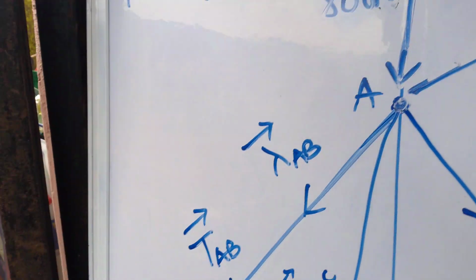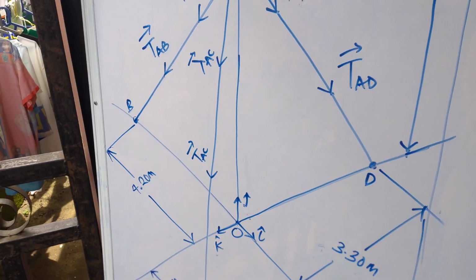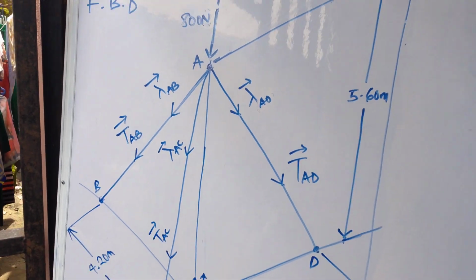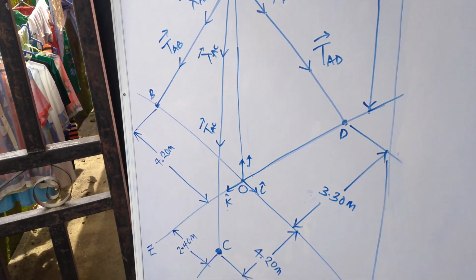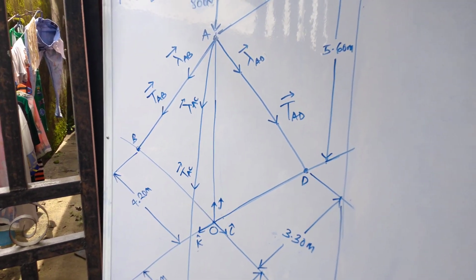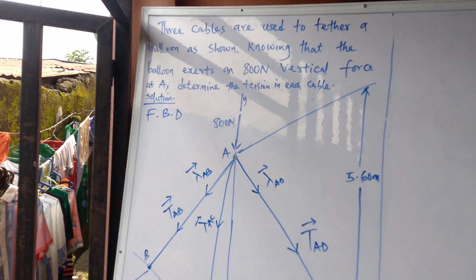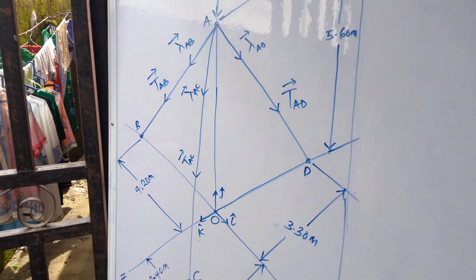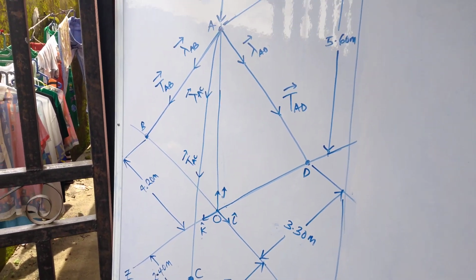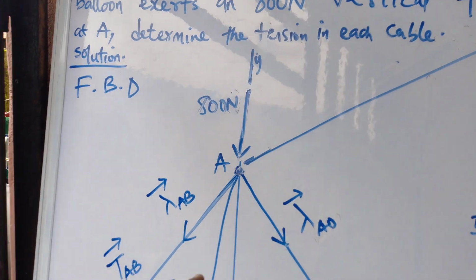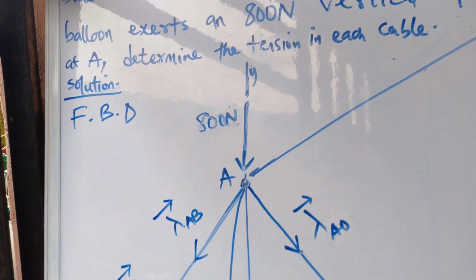You draw the free body diagram, and this is the free body diagram. Observe it closely. With the aid of the free body diagram, we can solve this question. So this is the weight of the balloon, 800 Newton, acting at point A.